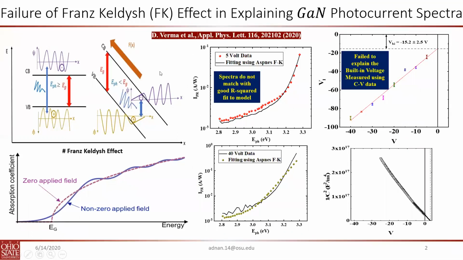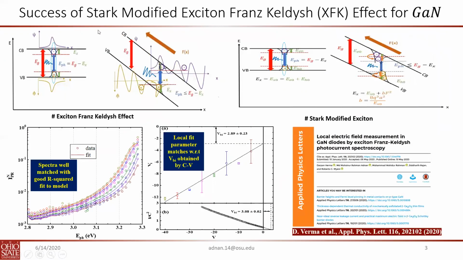So what's the Franz-Keldysh effect? It's an effect where, if we apply an electric field on a material, then this material can absorb photons with an energy that is less than the band gap energy. If we apply this model to gallium nitride spectra, we could not match it well with a good R squared value, and this model also failed to explain the built-in voltage that had been measured using CV, or capacitance voltage, characterization.